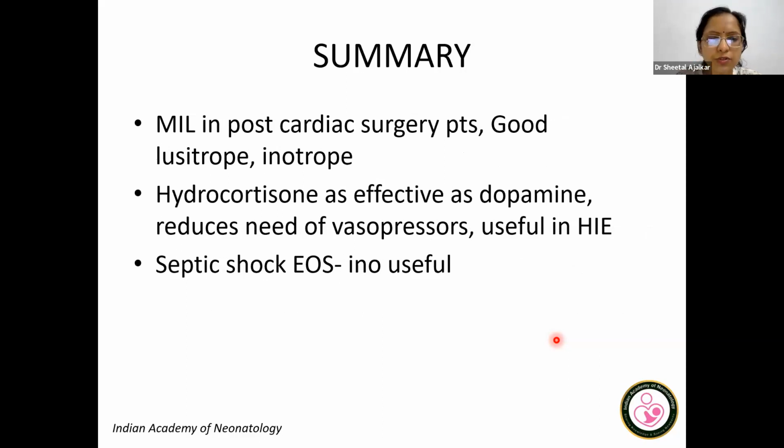useful in HIE also. And in septic shock, especially in the early onset sepsis, iNO can be useful if it is associated with PPHN. But in late onset sepsis, with iNO, it is more of a hyperdynamic pulmonary hypertension. So there we have to do a 2D echo, assess the baby, and then use iNO very carefully.